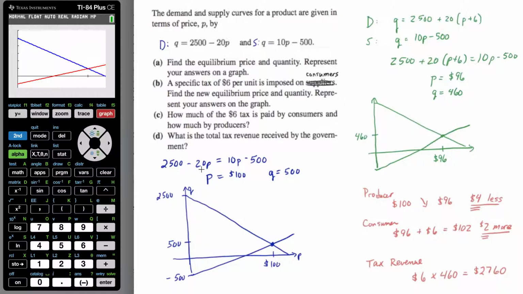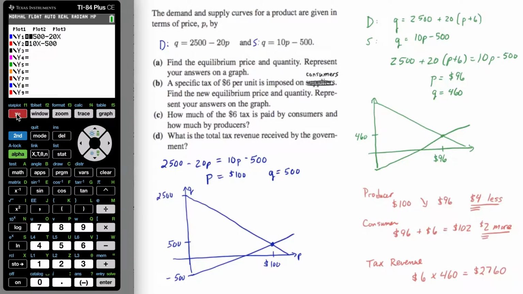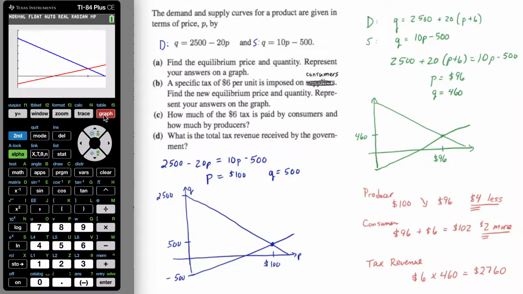If I were to use the calculator to find this point, I would simply press y equals and then enter the demand function as y1 and the supply function as y2. And then for a window, I've set x min equal to 0, x max equal to 125. My y min is a negative 750, my y max is 3000. And so when I press graph, I get this image much like I have over here.